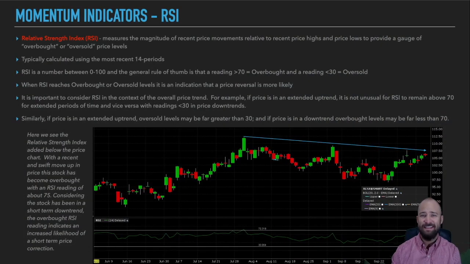On deck for today is the Relative Strength Index. Now, this is a technical indicator known as an oscillator because it has a value between 0 and 100. And it measures the magnitude of recent price movements relative to recent price highs and price lows to provide a gauge of overbought and oversold price levels.